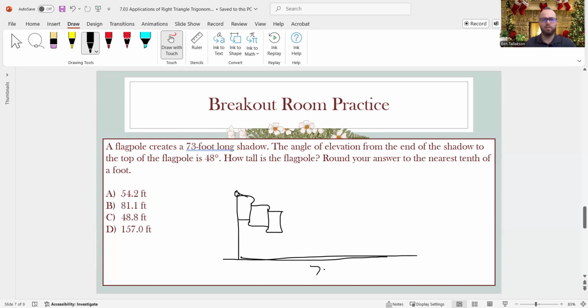Spanning 73 feet. And they're saying the angle of elevation from the end of the shadow to the top of the flagpole is 48 degrees. Looks similar to things we've been looking at, doesn't it? How tall is the flagpole? So this is what we want to know. Round your answer to the nearest tenth. Try it out.